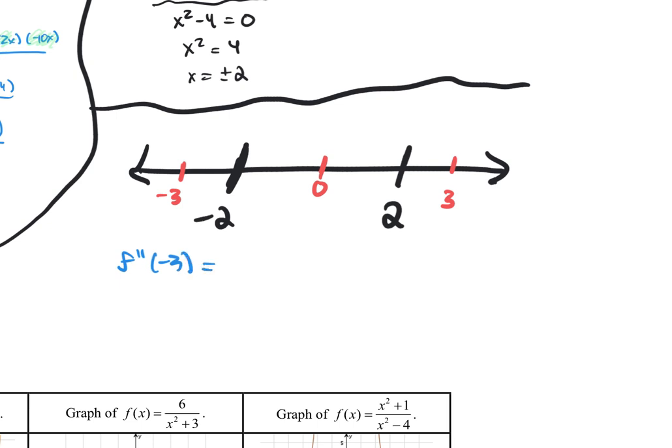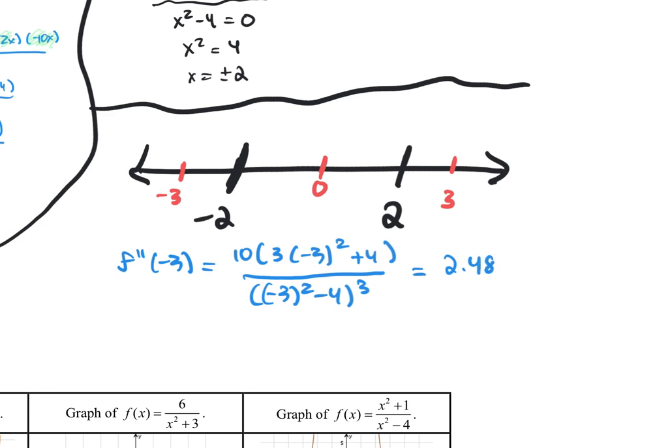I'm going to show you all that written out. And I'll, again, speed up this process a little bit, as we're finding the rest of them. So that would be -3 squared minus 4 cubed. You've got to be careful with all those negatives, all those parentheses. Spit it all out, boom, boom, boom, boom. You get 2.48. So the second derivative here is positive.